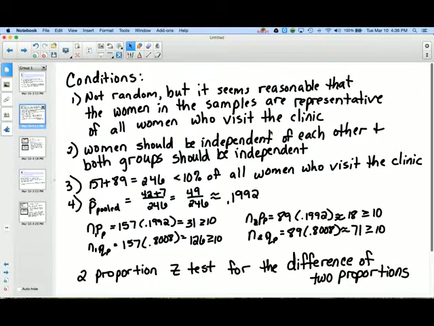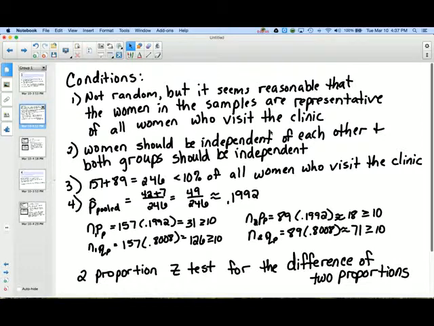When you have 2 groups, they have to be independent, because remember, in this process we add the variances, and we can only do that if our 2 groups are independent. So that is key that you check that and mention that in your conditions. The next thing, I had a total of 246 women in my 2 groups together, and that's less than 10% of all the women who visit the clinic, not just in that year, but all the women who have visited.